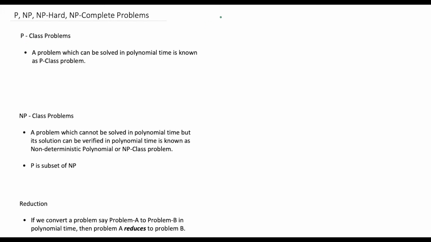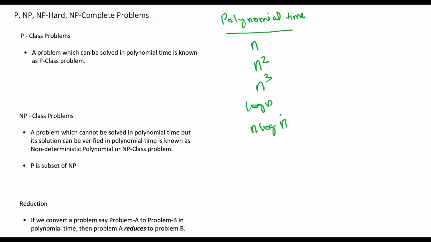We know several algorithms which solve in polynomial time. What is polynomial time? These are algorithms which can be solved in time proportional to n, or n square, or n cube, or log n, or n log n. Problems which can be solved in polynomial time complexity are called P class problems.